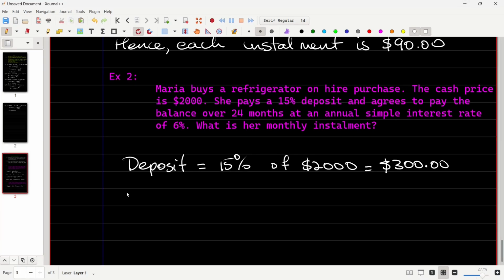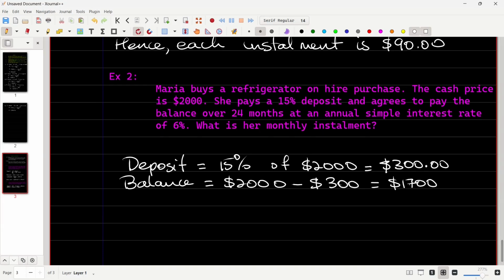All right. So then that means the balance would be equal to 2,000 minus this 300, and that will be 1,700. Now we need to figure out how much interest is added on to this 1,700.